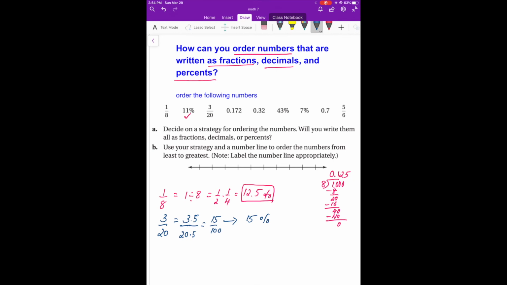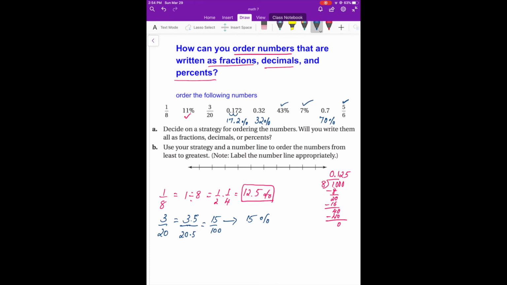And the next one is pretty easy. You just need to move the decimal over twice to the right. So that is 17.2%. And this also, it's easy to move the decimal over, that is 32%. And this is already in the percentage form, and this is also percent. And when you move the decimal over, this will be 70%, because it's very close to 1, right? 0.7, so that's 70%.